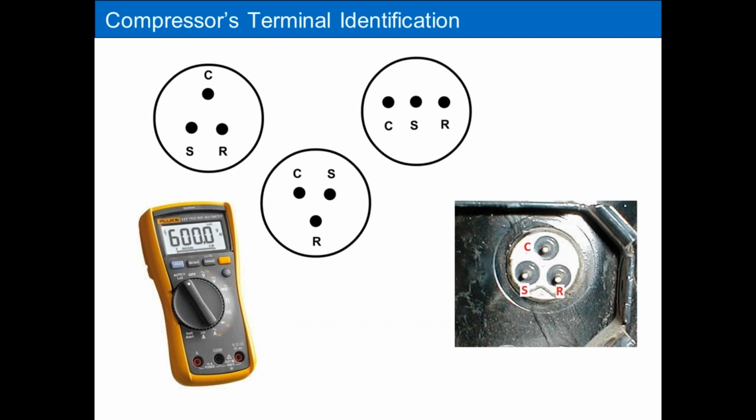If you remember CSR, and read it like a book, top to bottom, left to right, that will identify your common, start, and run terminals. CSR, reading it like a book, top to bottom, left to right. On a lot of these reach-in coolers, that would be a pretty common pin configuration. But don't hold me to it. I can't tell you every compressor manufacturer out there in the whole wide world follows that same pattern. But a lot of the ones that I've worked on do.